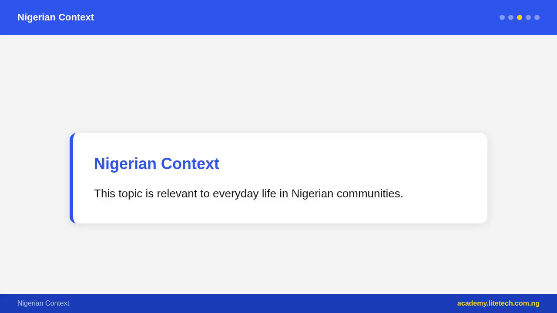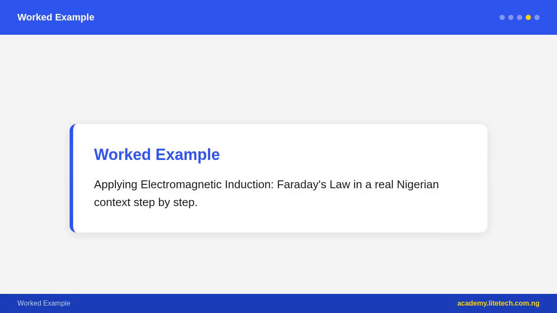The EMF varies sinusoidally: E equals E0 sin(omega t), where E0 equals the peak EMF in volts, omega equals the angular frequency, 2 pi f, in rad/s, and t equals time. Peak EMF, E0 equals omega NBA, which is NBA times 2 pi f, where N equals the number of turns, B equals the flux density, A equals the area of the coil, and omega equals the angular velocity.